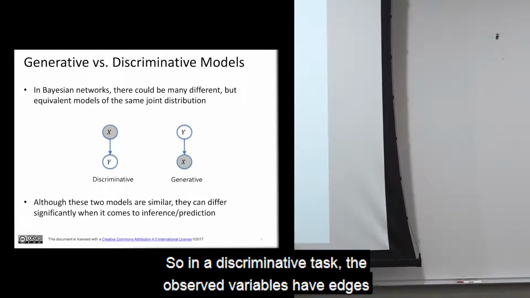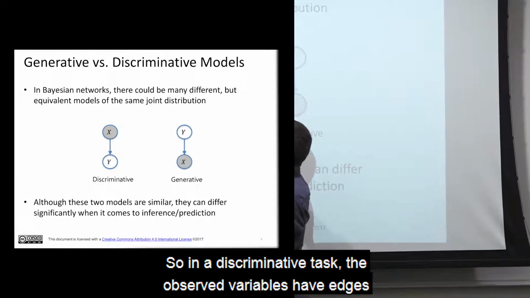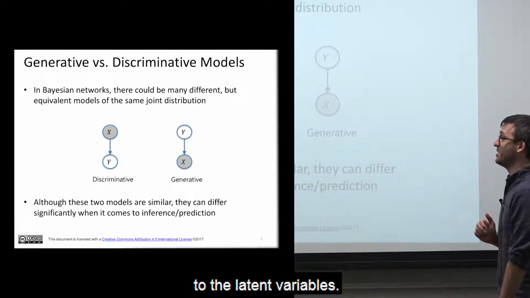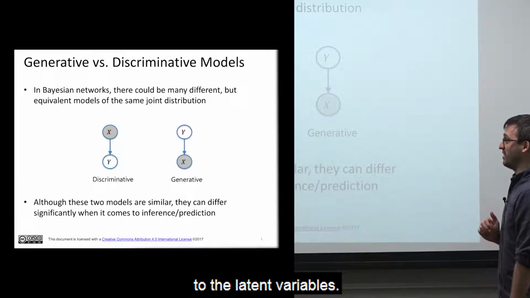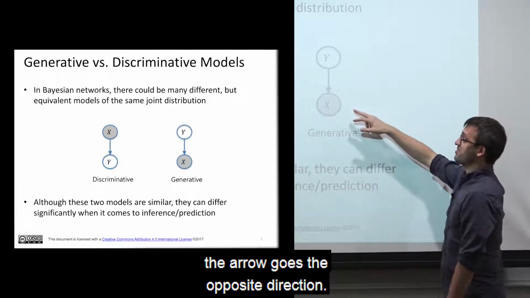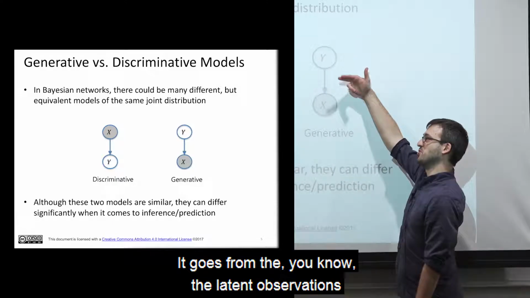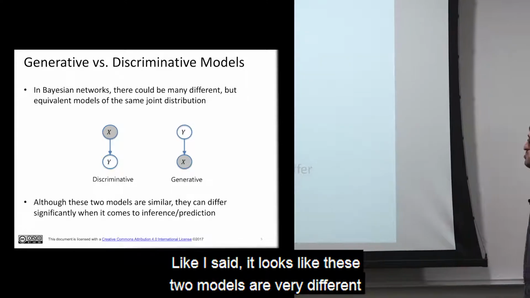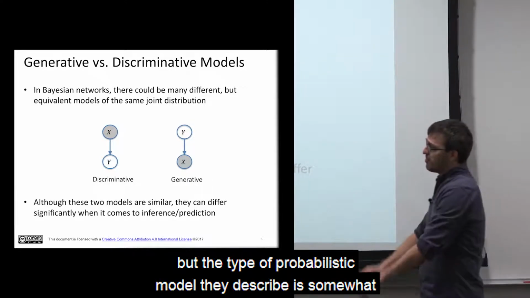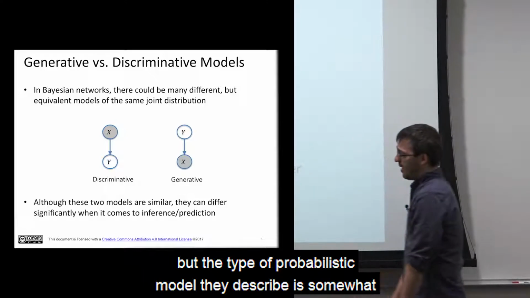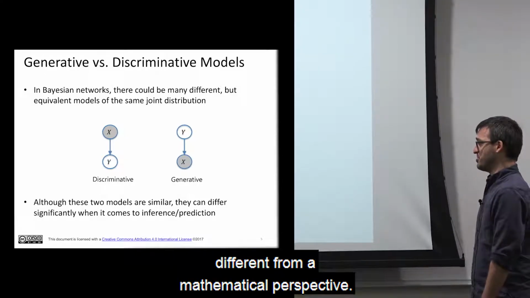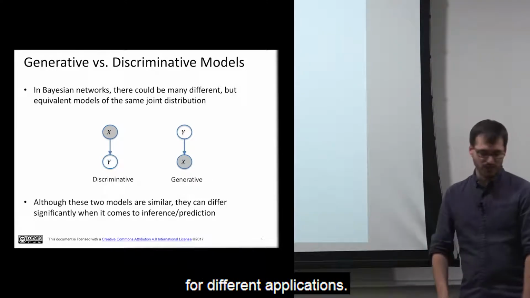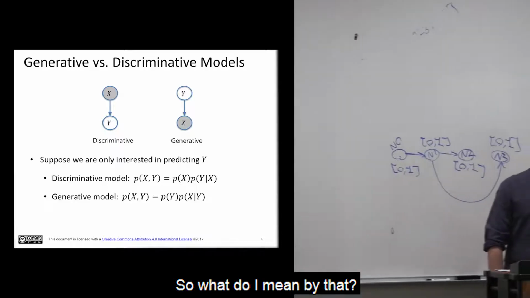So in a discriminative model, the observed variables have directed edges from the observations to the latent variables. And in generative models, the arrow goes the opposite direction, from the latent variables to the observed variables. And like I said, it looks like these two models are very different, and the type of probabilistic model they describe is somewhat different from a mathematical perspective, and it means that the two models are better or worse for different applications. So what do I mean by that?